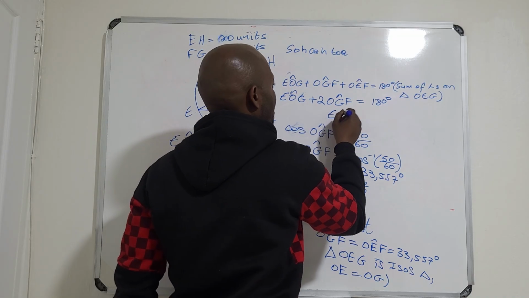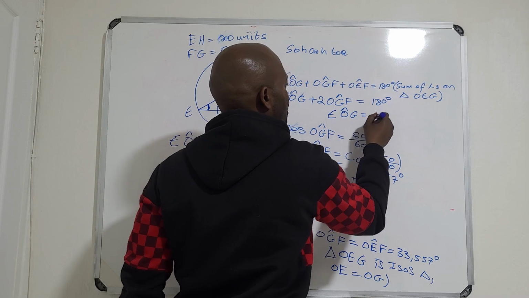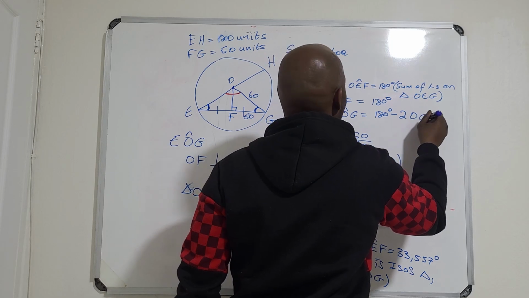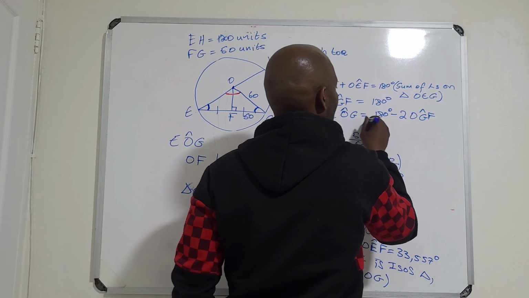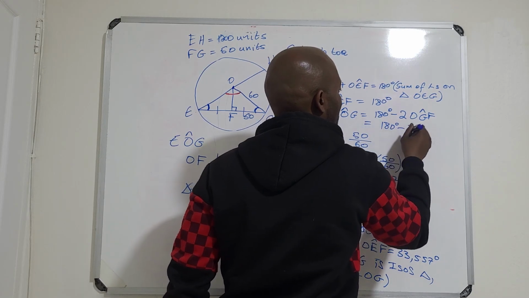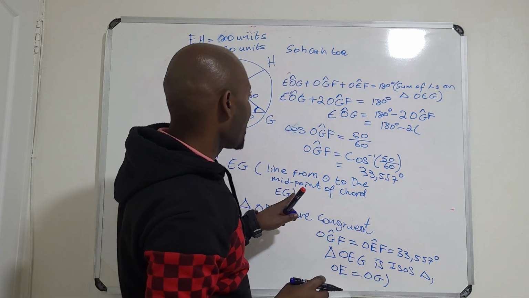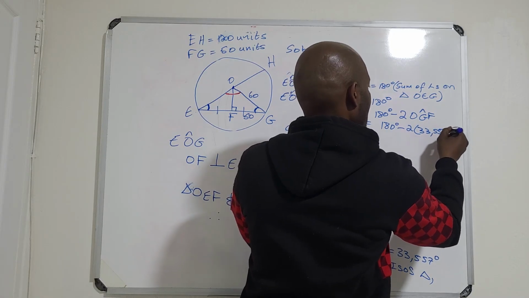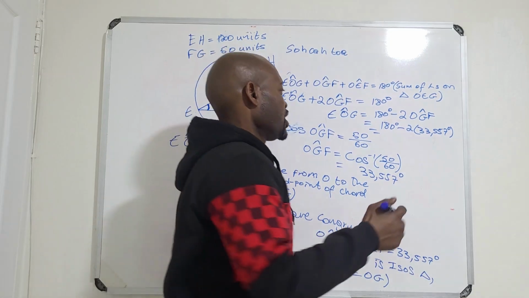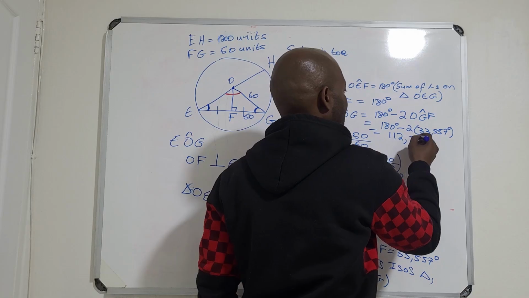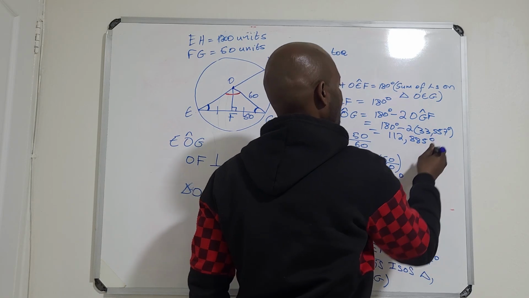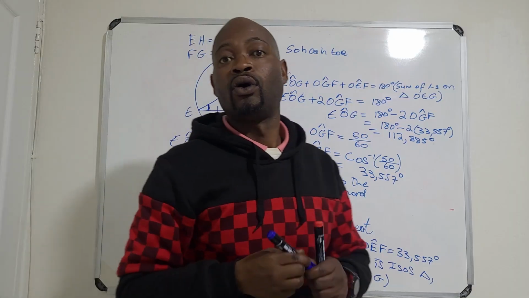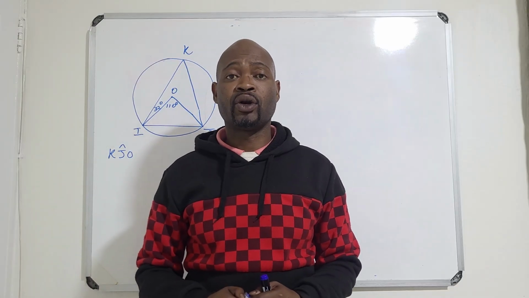Now, angle EOG is equal to 180 degrees minus 2 angle OGF, which is equal to 180 degrees minus 2 times that angle, which is 33.557 degrees, which is equal to 112.885 degrees, which is this angle that they were looking for there. Now, let's look at an example on theorem number 2.